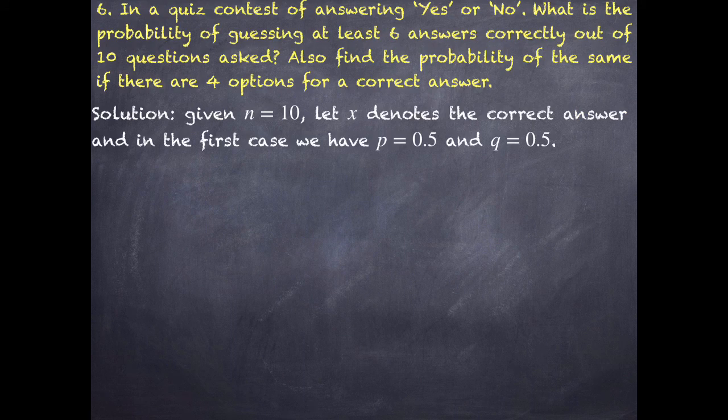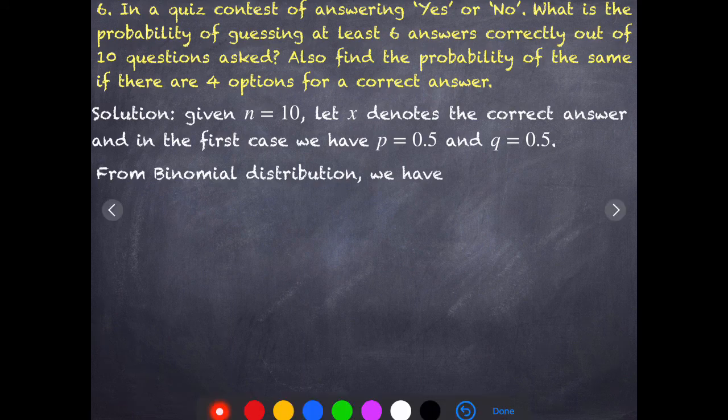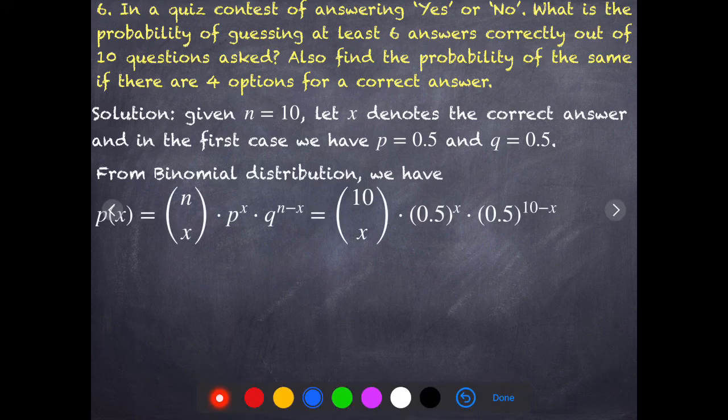In the first case, there are only 2 options, yes or no. Therefore the probability is 50%. That is, the probability of guessing the correct answer is 50% and failure also is 50%. Therefore I consider 0.5 and 0.5. Now from the binomial distribution we write the formula nCx p^x q^(n-x). Substitute the values of n, p and q.